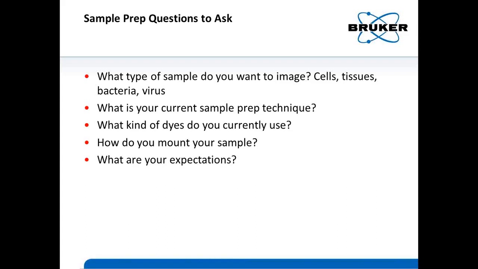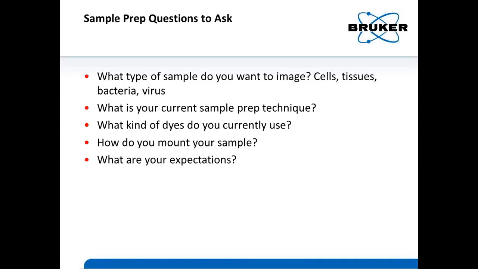And then, what's your current sample preparation technique? What kind of dyes do you use? Would you be able to change them into something that's much more photon rich? Do you want to use fluorescent proteins, or are you open to using dyes? Antibody labeling versus doing transfections, there are a lot of options there in terms of what you can use. Do you mount your sample? That's very crucial. What kind of dish are you using? Is it a number 1.5 cover slip bottom? These are some of the questions that you want to ask.